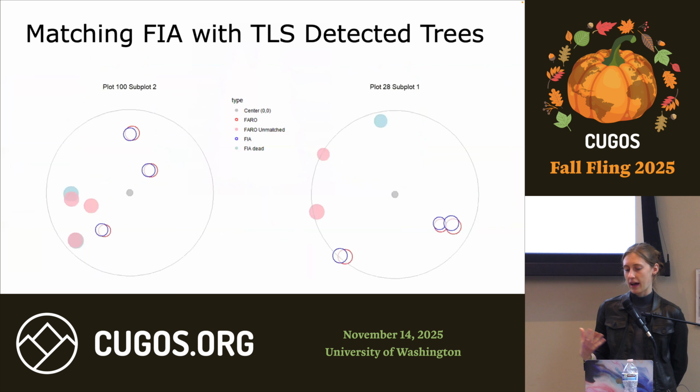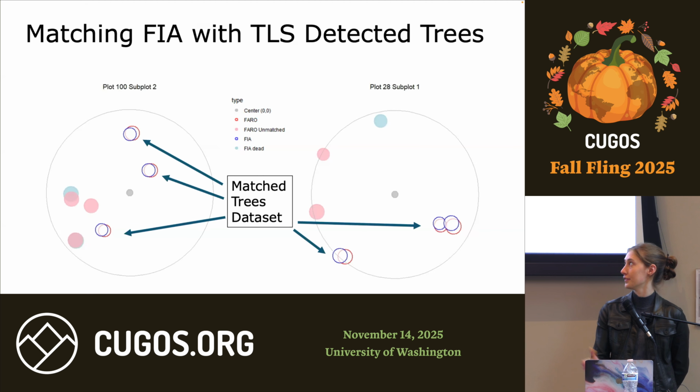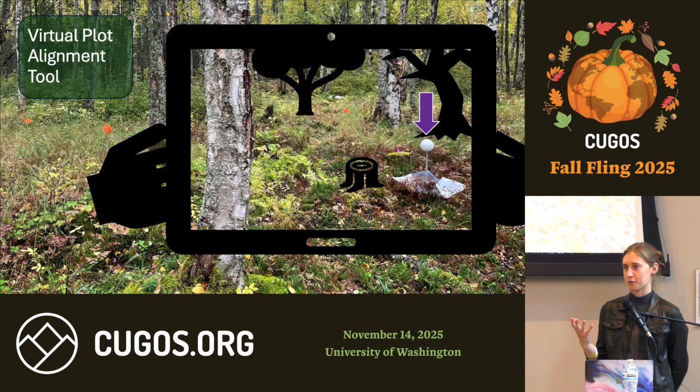And even with my own masters, I was able to segment some of these plots and line up the terrestrial point clouds with the manually collected FIA ones and get a direct comparison between our terrestrial metrics and the manually collected ones. Those are the ones I matched. They looked great. Okay, but back to what we're here for, virtual plot alignment tool.